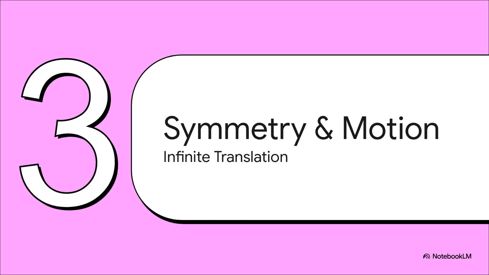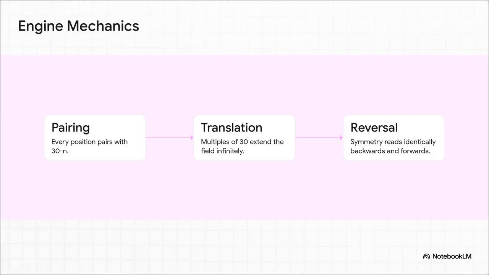Next up, Section 3, symmetry and infinite motion. But this isn't just a static, frozen wheel. This brilliantly illustrates how translation and reversal symmetries actually inject motion into the system. First, every single number pairs with its complement. For instance, 1 pairs with 29, 7 with 23. It is perfectly, elegantly balanced.